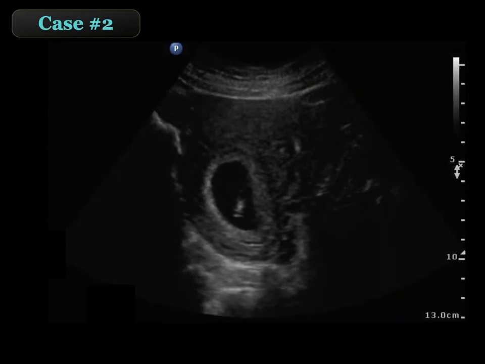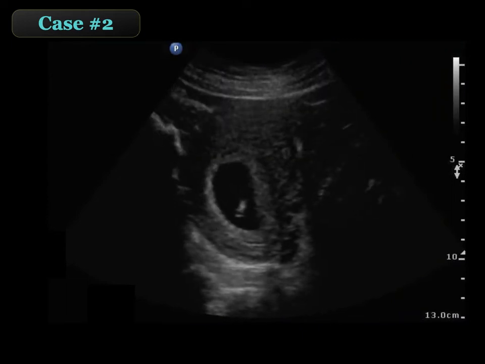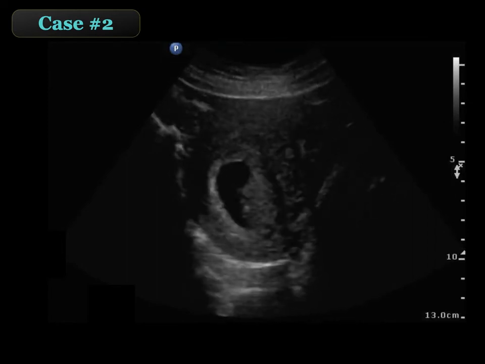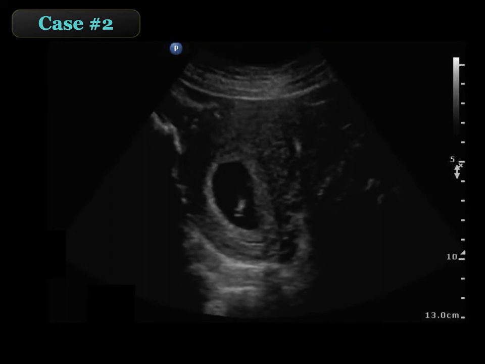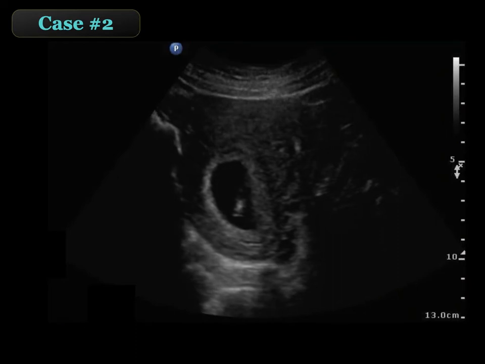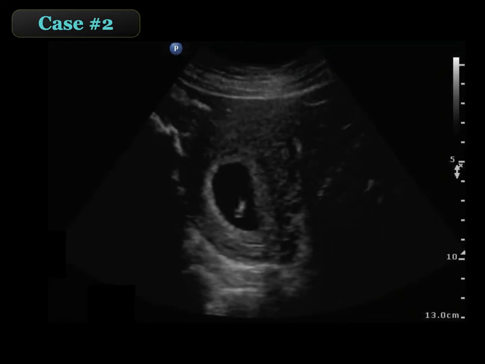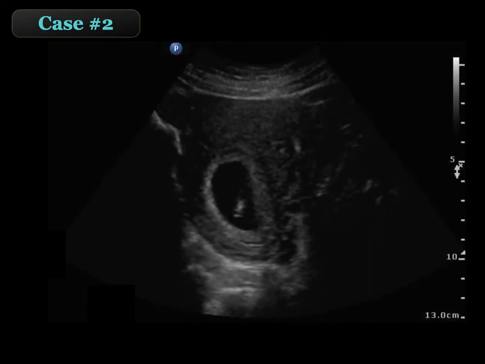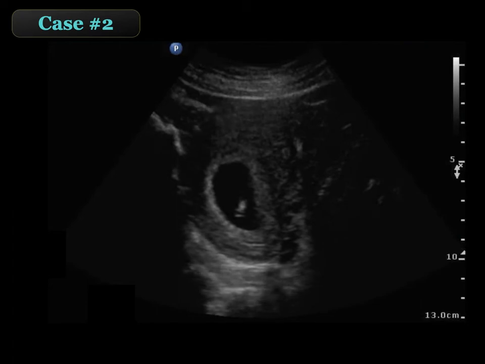Here's a nice transabdominal OB ultrasound using the curvilinear probe in the transverse view with the probe marker pointed towards the patient's right. We see a uterus. Within that uterus, we see a hypoechoic or black gestational sac. And within the gestational sac, we see a fetal pole. If we look closely, we can also visualize cardiac activity. This is a patient who has an intrauterine pregnancy.